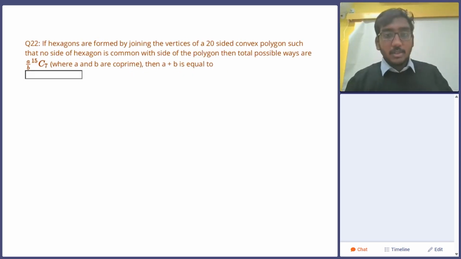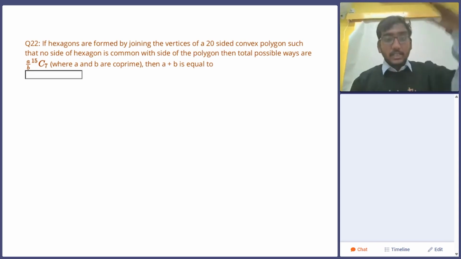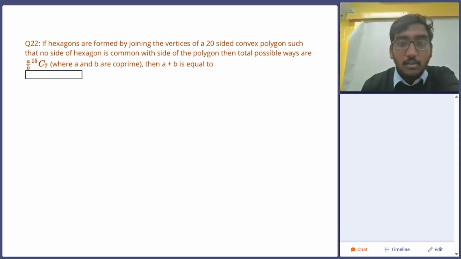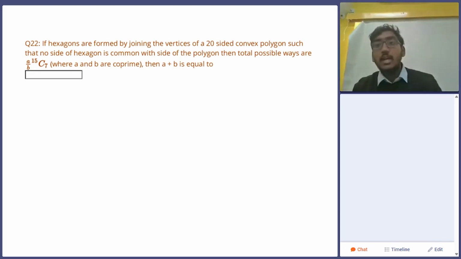This question is from permutation combination. They have given a 20-sided polygon, right? And no side of the hexagon is common with a side of the polygon. In how many ways can hexagons be formed from a 20-sided polygon? No side should be shared between the hexagon and the polygon.